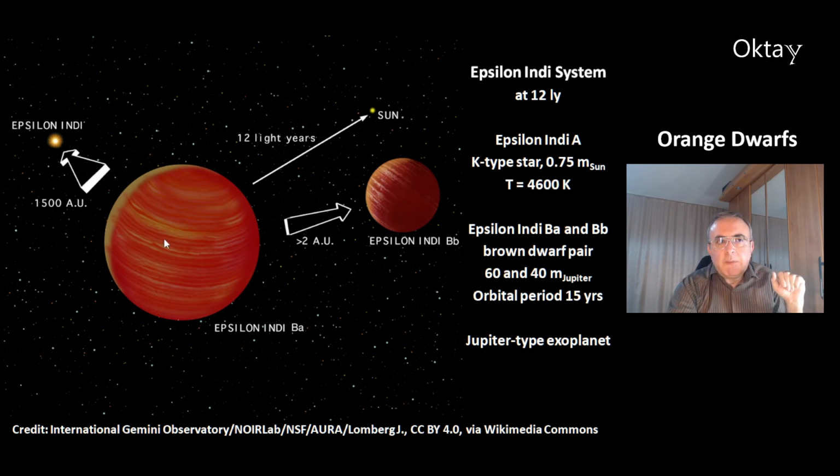It is orbited by a pair of two brown dwarfs, Epsilon Indi BA and BB, and they are at a distance of about 2 AU and orbit each other every 15 years. These are massive brown dwarfs with a mass of 60 and 40 Jupiter masses, and this system has also a Jupiter-type exoplanet.